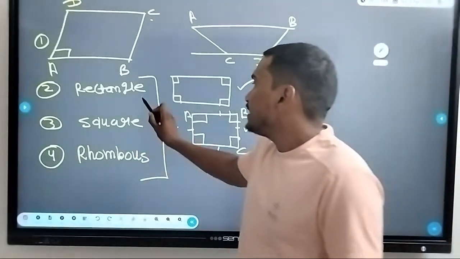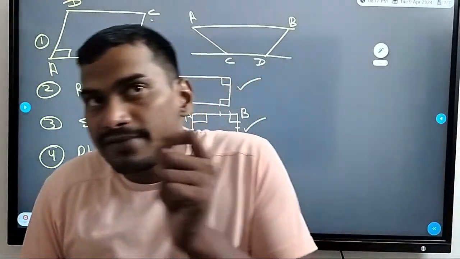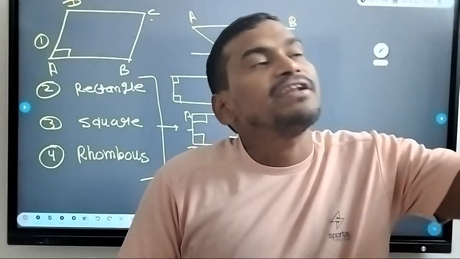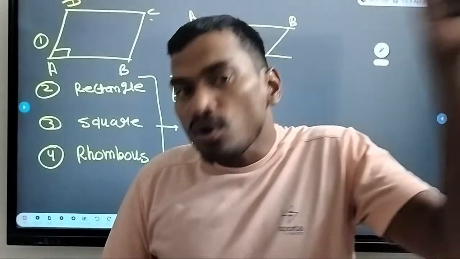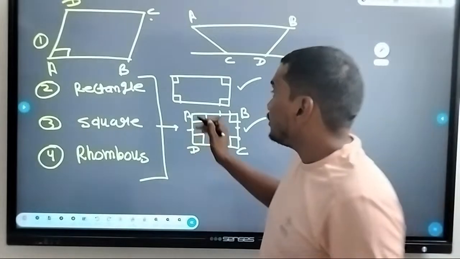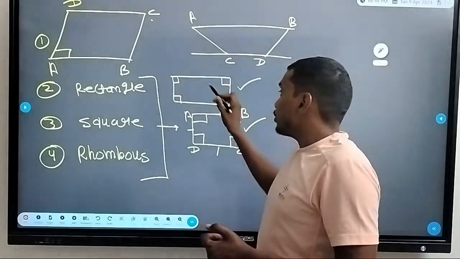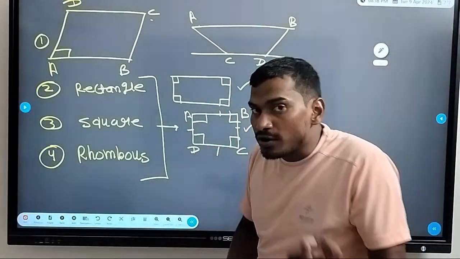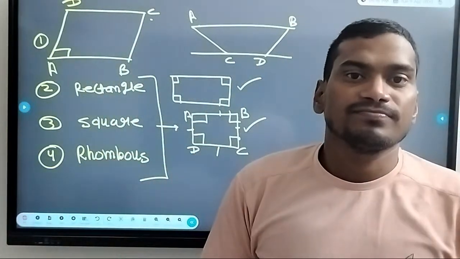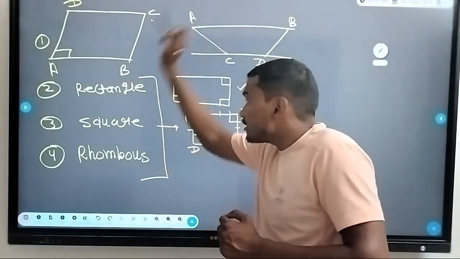Can we say every rectangle is a square? So we should think, they are asking every rectangle is a square or not. Square basic property is every angle 90 degree, along with that all sides will be equal to each other. But in rectangle all angles are only 90 degree, all sides are not equal, only opposite sides are equal. So we cannot say all rectangles are squares. It is false. Can we say all squares are rectangles?